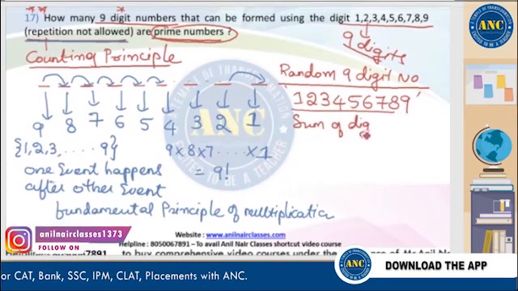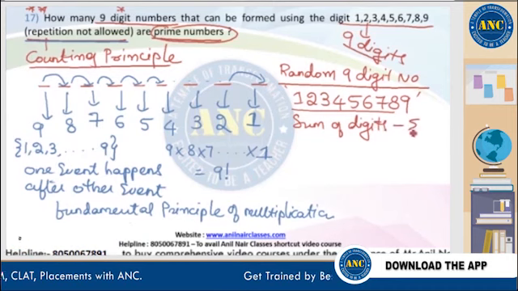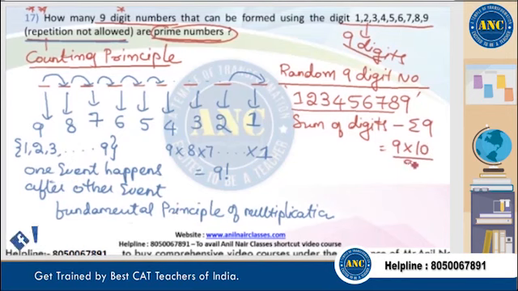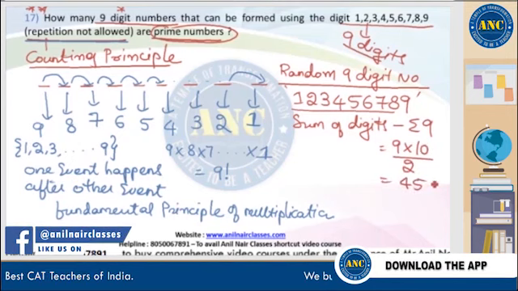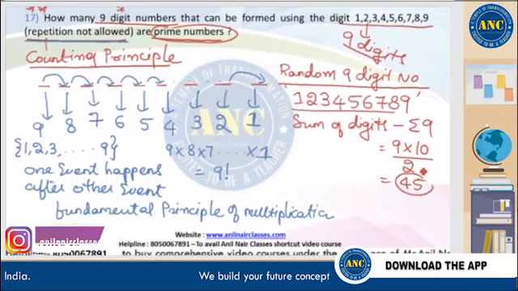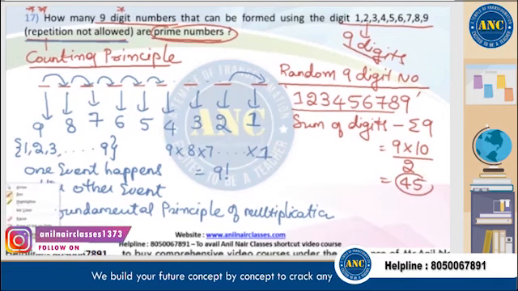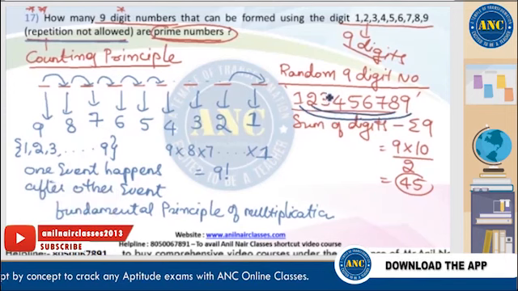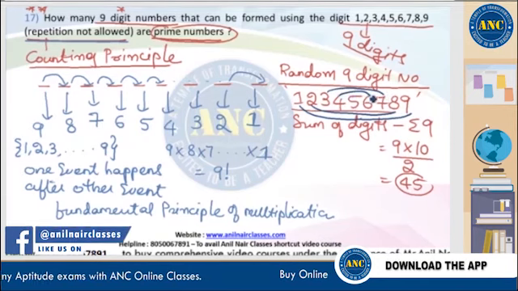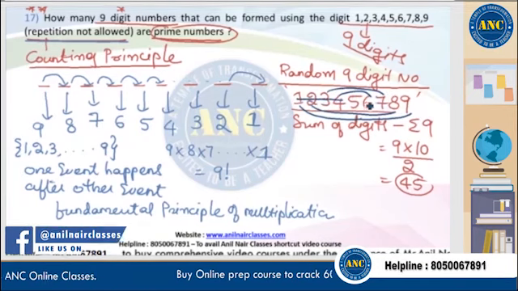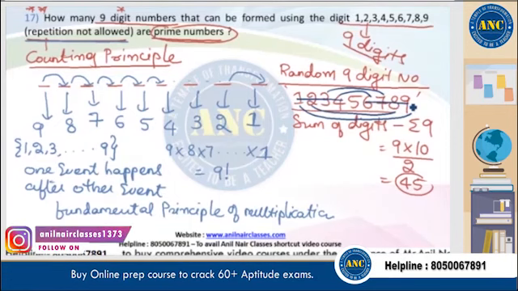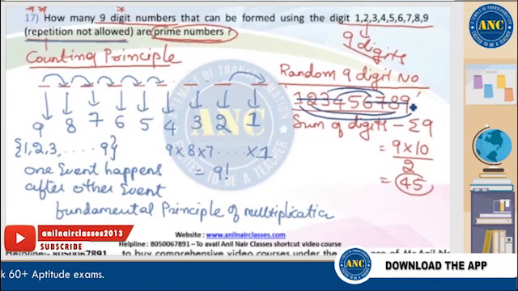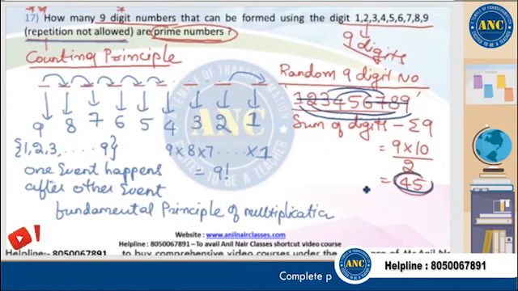The sum of the digits is 1 plus 2 plus 3 and so on up to 9, which is 9 into 10 by 2, which is 45. Easily you can see it as 45. Why? 1 plus 9 is 10, 2 plus 8 is 10, 3 plus 7 is 10, 4 plus 6 is 10. Four tens are 40, and the remaining middle digit is 5. 40 plus 5 is 45. The sum of the digits is 45.